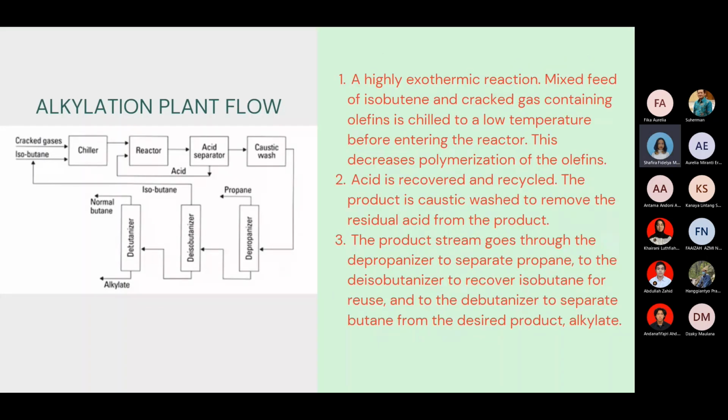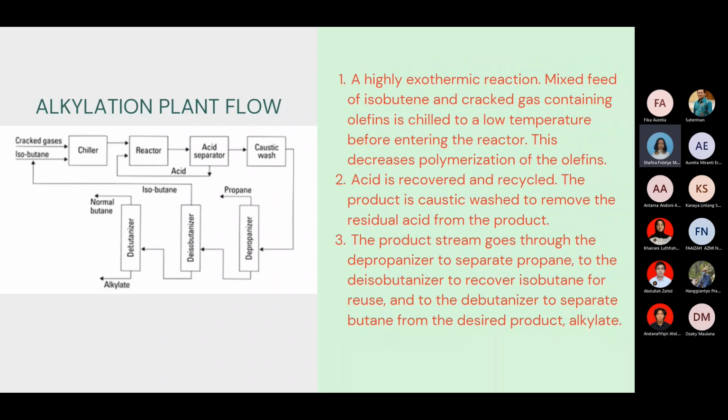And then this picture shows the alkylation plant flow. Now, the alkylation reaction is highly exothermic. The mixed feed of isobutane and cracked gas containing olefins is chilled to a low temperature before entering the reactor. This decreases the polymerization of the olefins. And then acid is recovered and recycled. The product is caustic washed to remove the residual acid from the product.